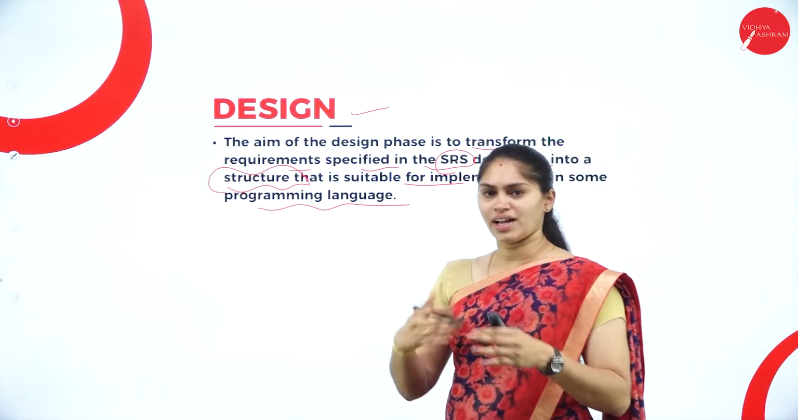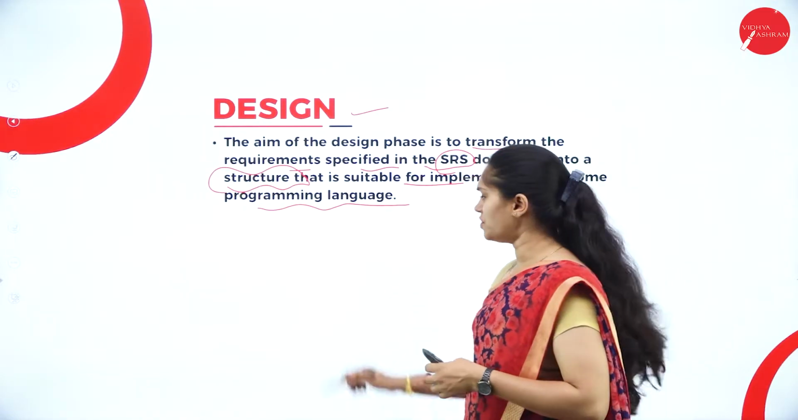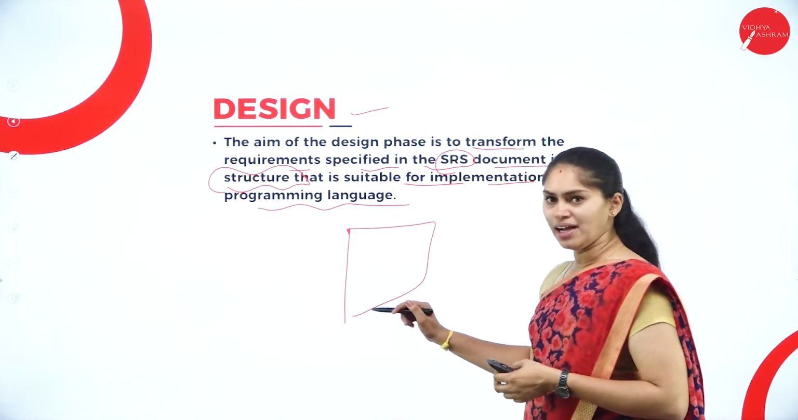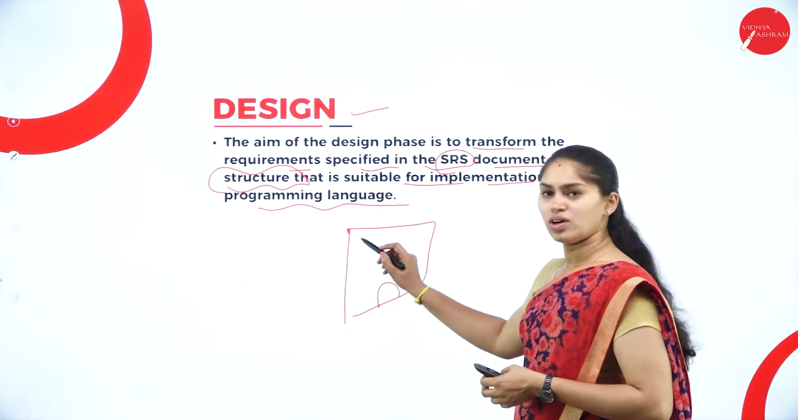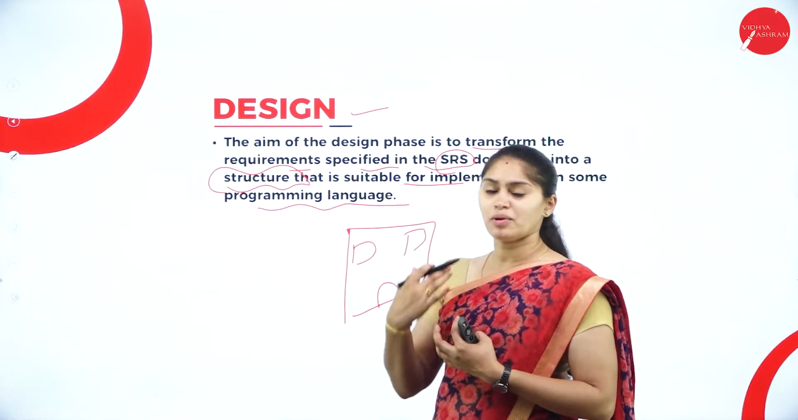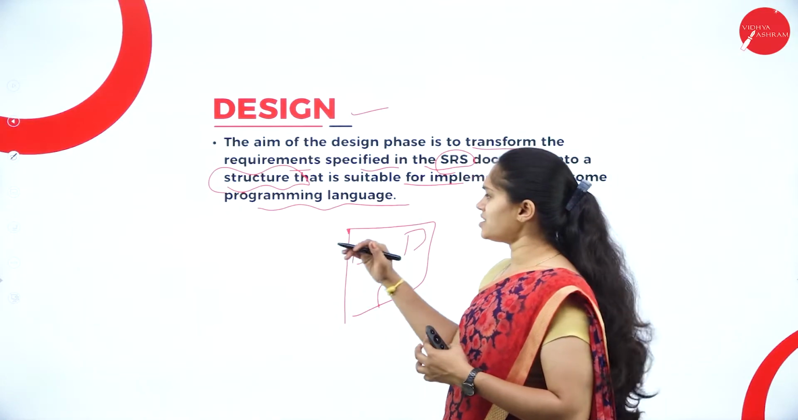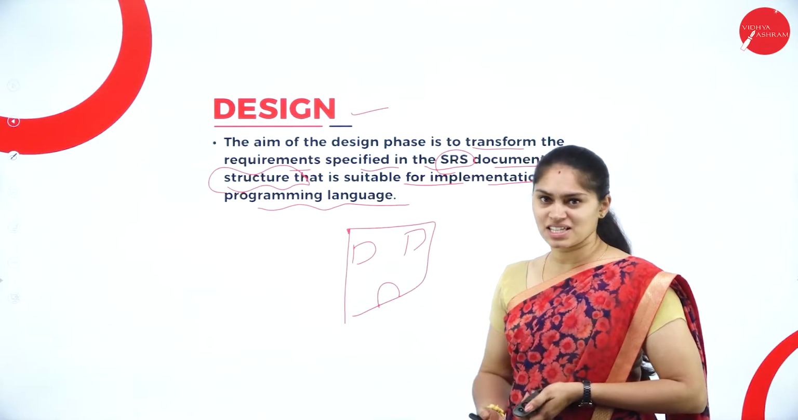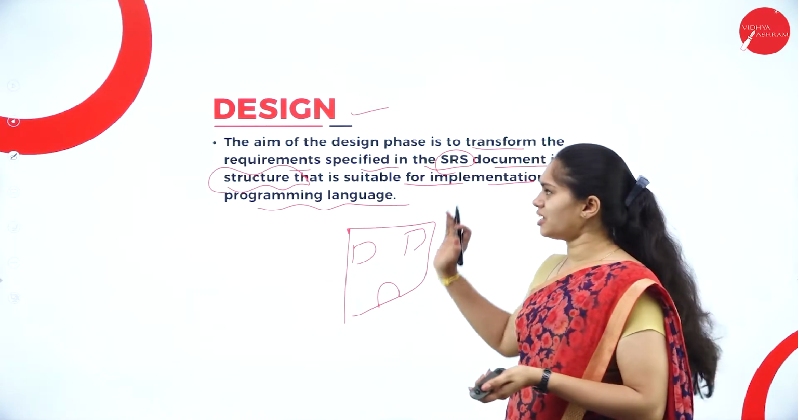For example, if you wanted to build a house, first we are going to have a blueprint, right? Where the door must be and what number of rooms we require. All that is going to be designed. Once it is designed, then it will be easy for the implementation. It's like a blueprint only.